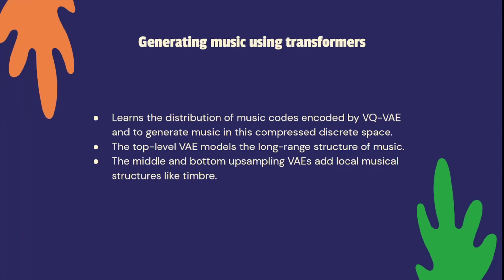Next, we move on to generating codes from the latent representation. Here, we train the prior model whose goal is to learn the distribution of music codes encoded by the VQ-VAE and to generate music in this compressed discrete space. Like the VQ-VAE, we have 3 levels of priors: a top level prior that generates the most compressed codes and 2 upsampling priors that generate less compressed codes.